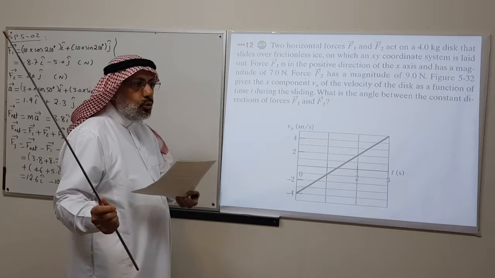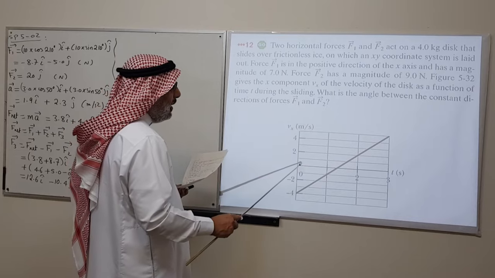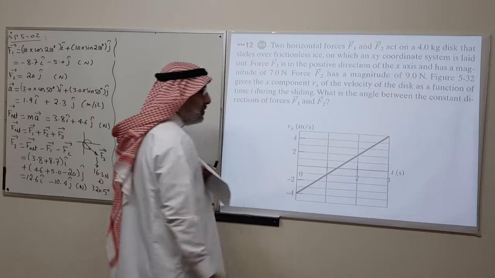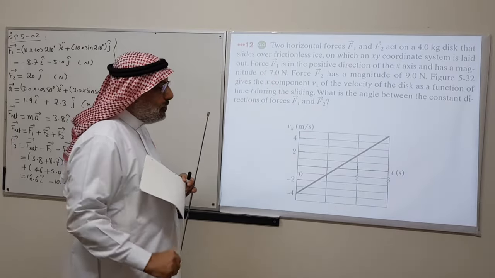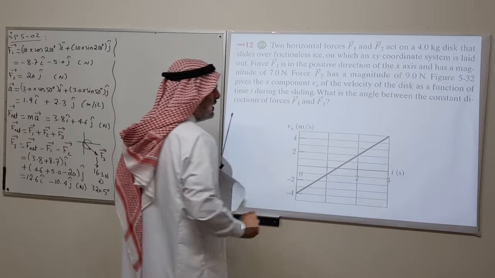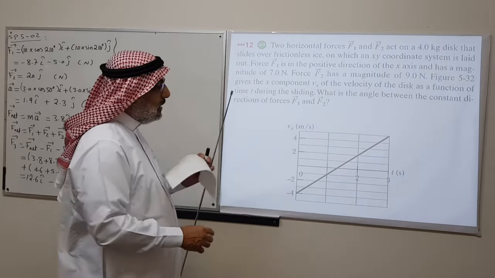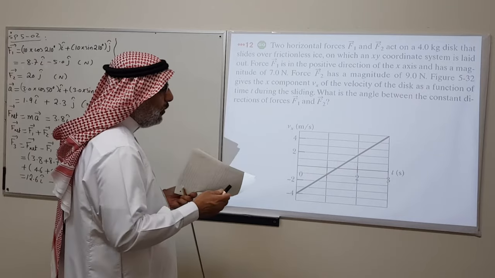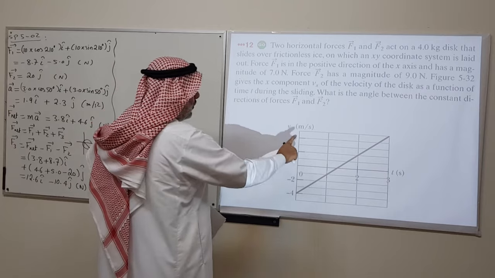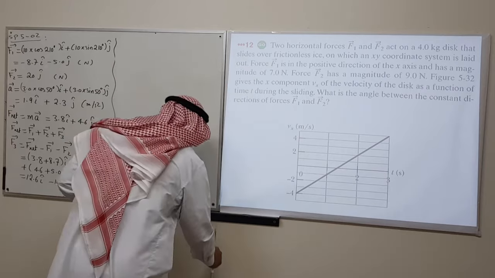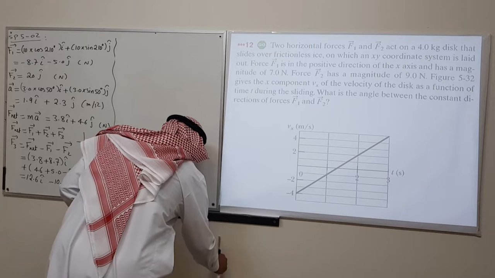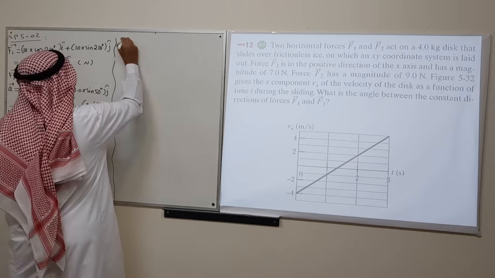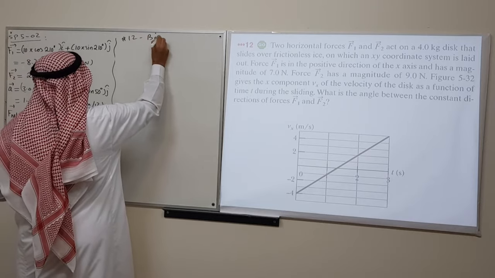Let's go back to chapter 2. If I have a graph of V versus T, what can I get out of it? The area under the curve is the displacement. Do I need that here? No. The slope of the curve is the acceleration. Do I need that here? Yes. So we will use this curve in here to find the acceleration of the object. Since this is Vx, it will give us Ax, the x component of the acceleration. So let us find that as the slope of the curve. And that will be as follows.